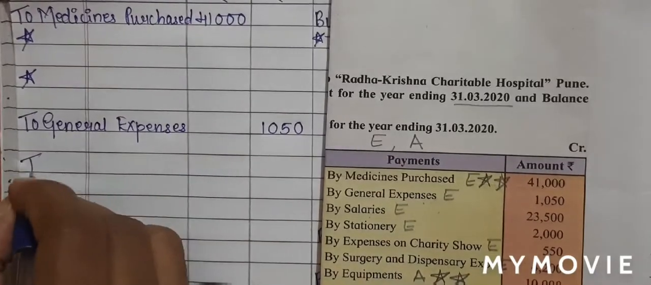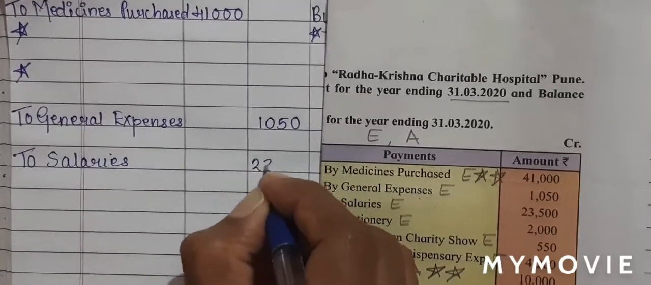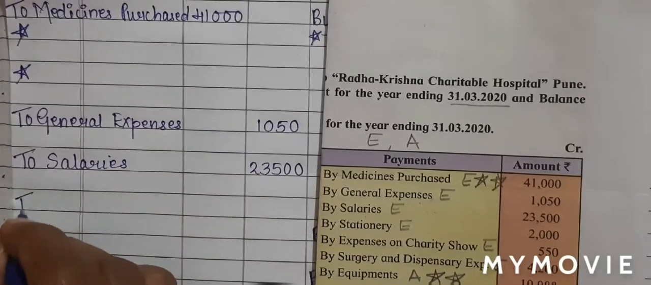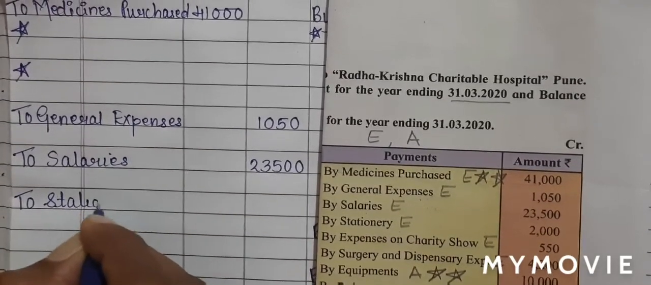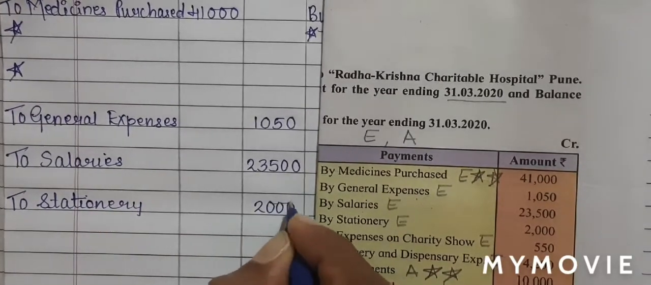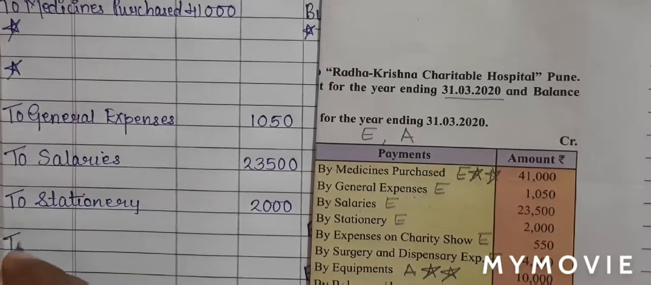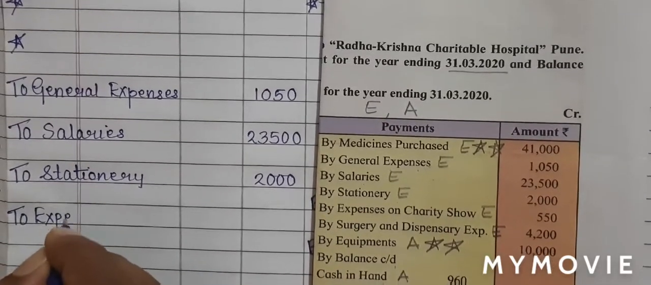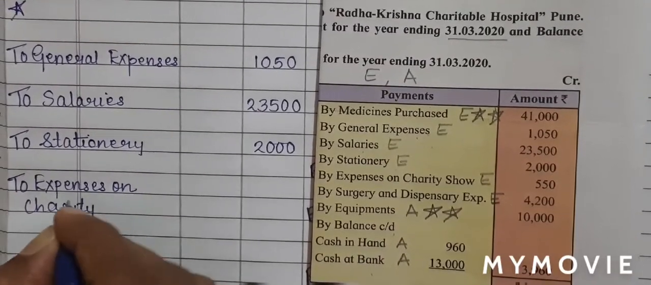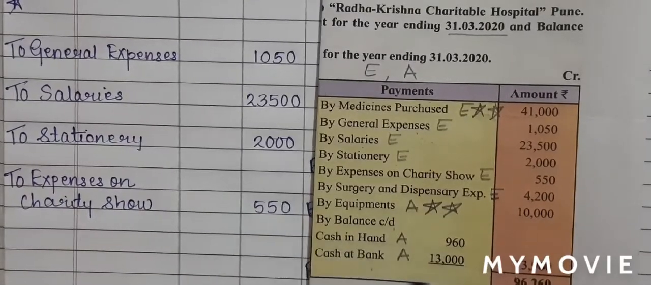Next is salaries. Again on the expenditure side, I'll write to salaries. In the outer column 23,500. Next is stationery. Again on the expenditure side, I'll write to stationery. No star, outer column 2,000. Next is expenses on charity show. Again on the expenditure side, I'll write to expenses on charity show. No star, outer column 550.